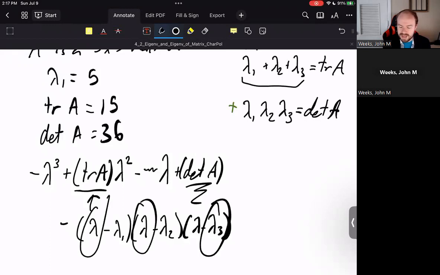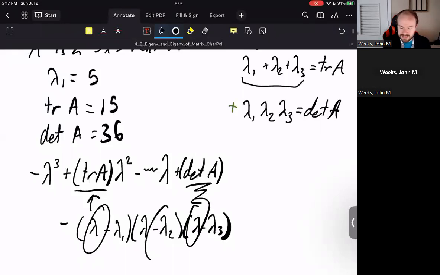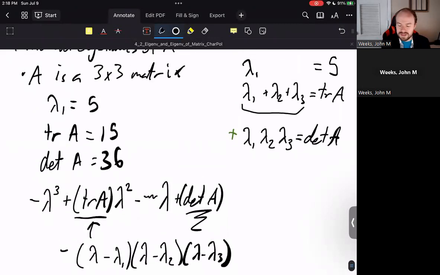It's lambda, lambda, and negative lambda 3 for one, lambda, lambda, and negative lambda 2 for another, and then lambda, lambda, and negative lambda 1 for the third. Adding those together, I should get the negative lambda 1 minus lambda 2 minus lambda 3 with a negative out front, which makes this a positive value right out here.